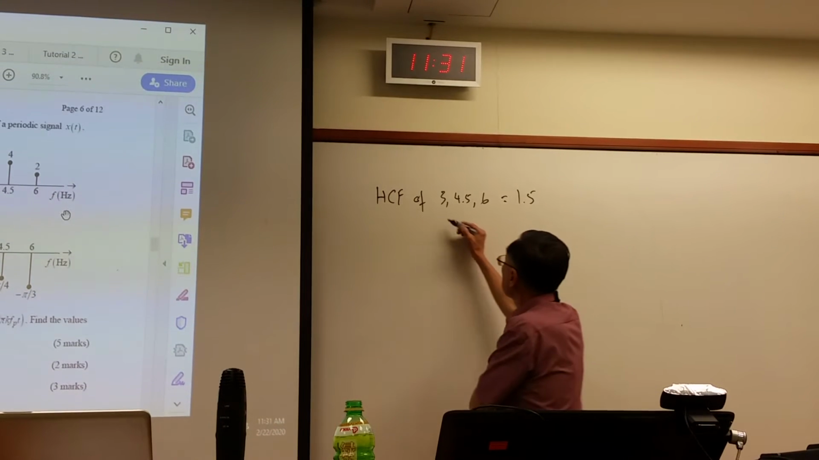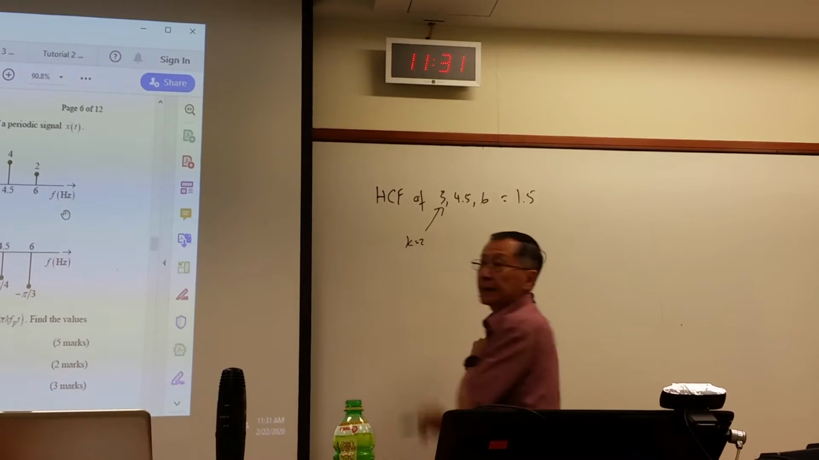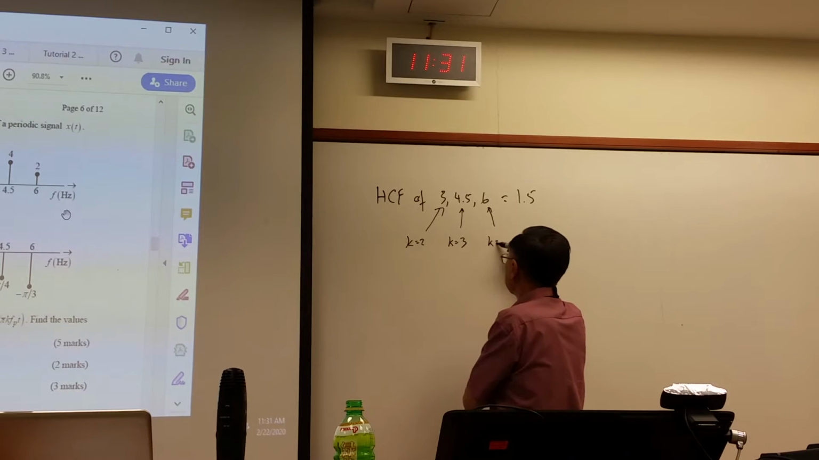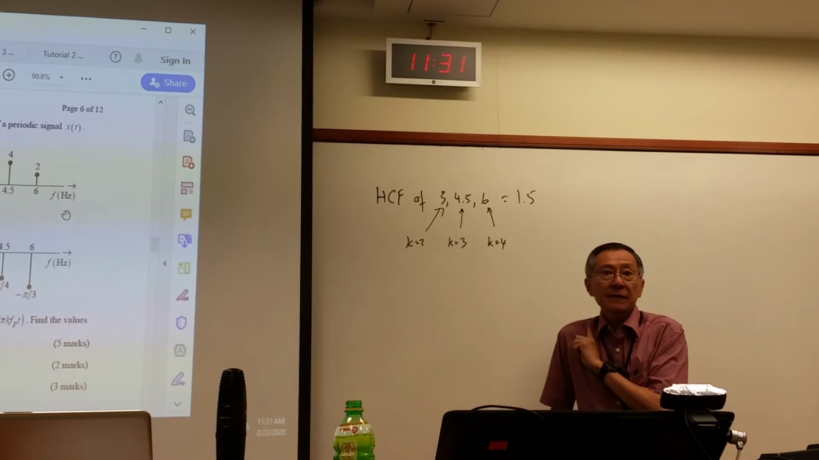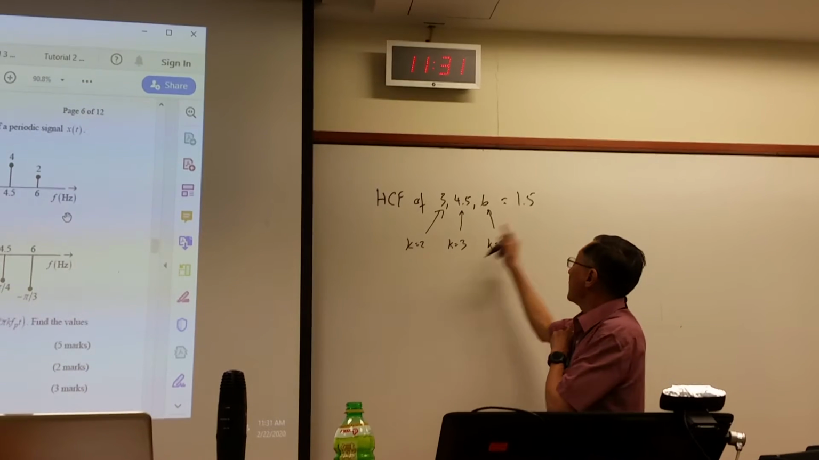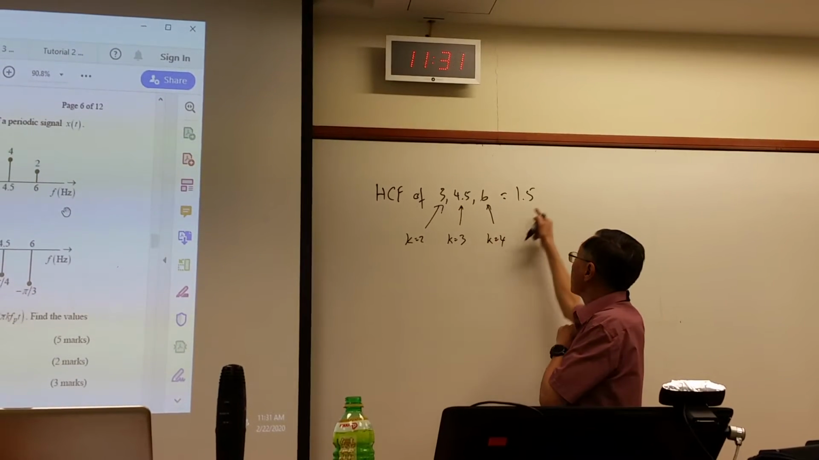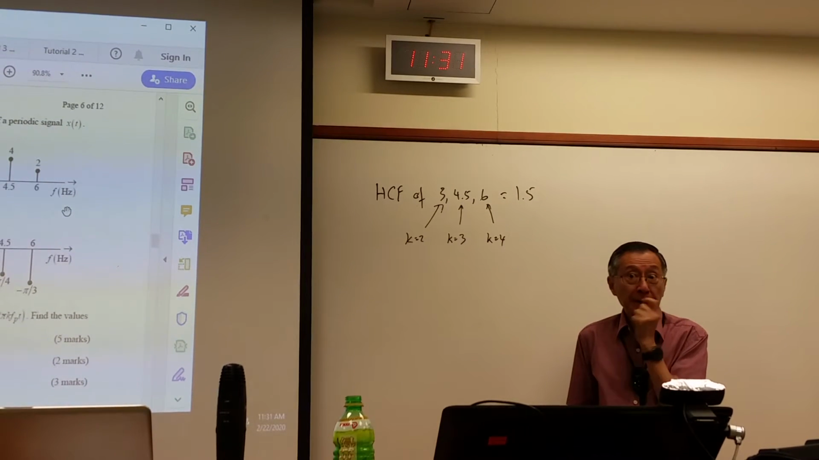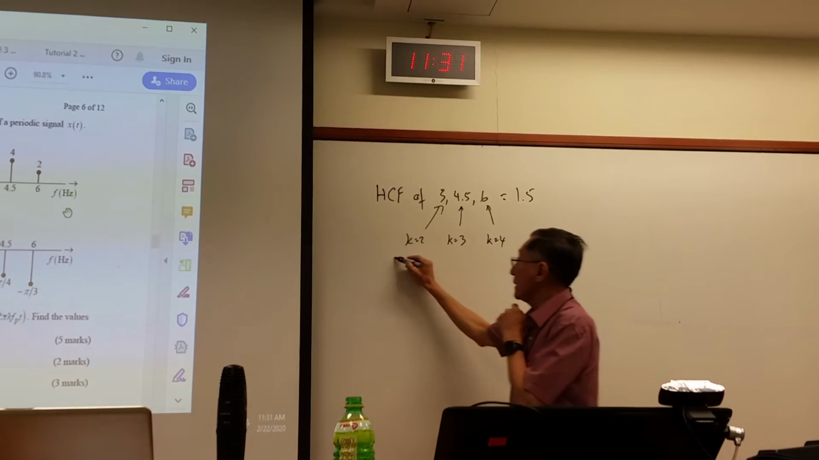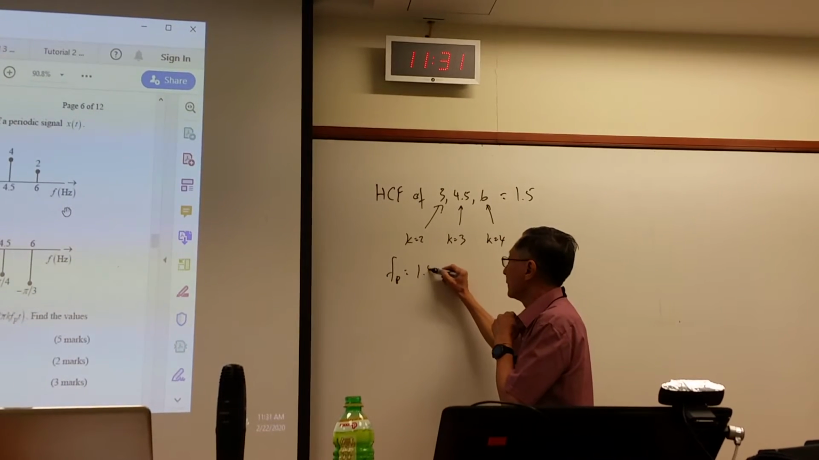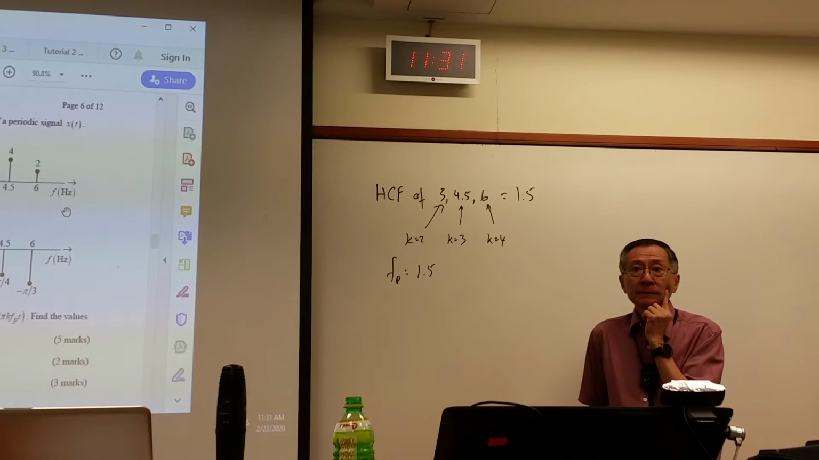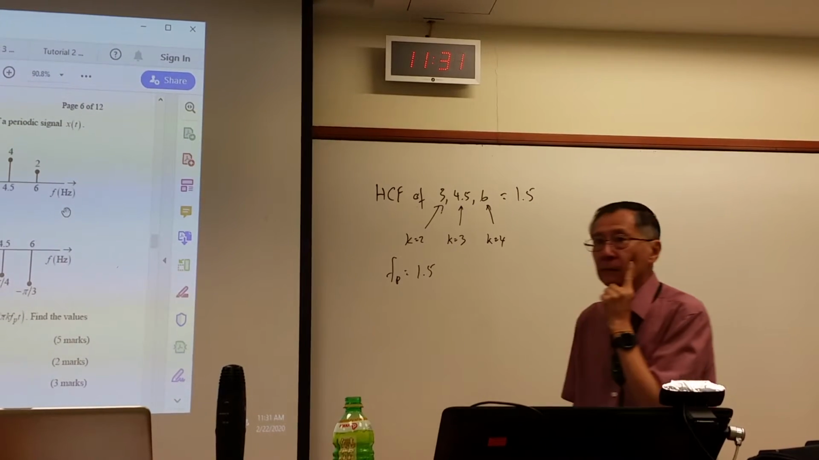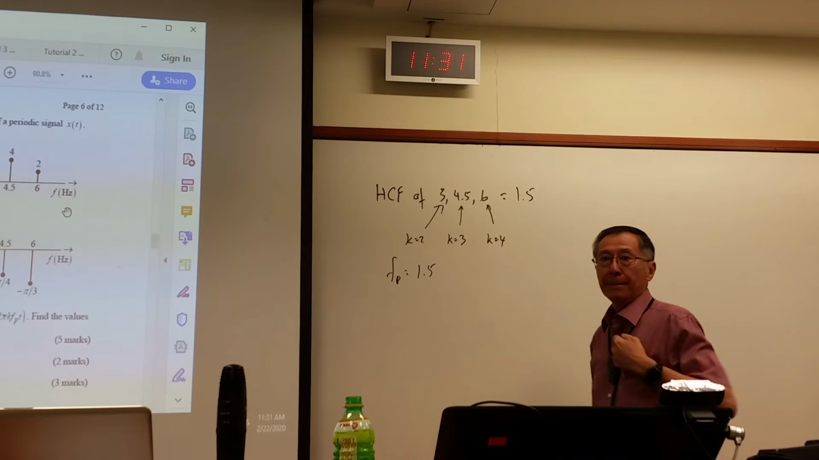Okay. So that means this one, k equals 2, right? This one, k equals 3, right? And this one, k equals 4, right? Second, third, and fourth harmonic. Because 2 times 1.5 gives you 3, 3 times 1.5 gives you 4.5, and 4 times 1.5 gives you 6. Do you agree? Alright, then this Fp will be 1.5. The fundamental frequency. And then he asks you for the Ck. So 2, 3, and 4.